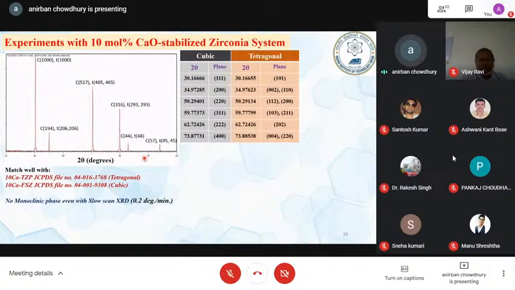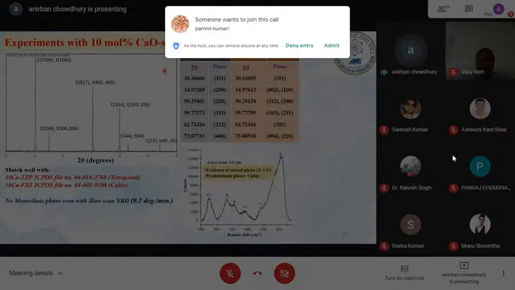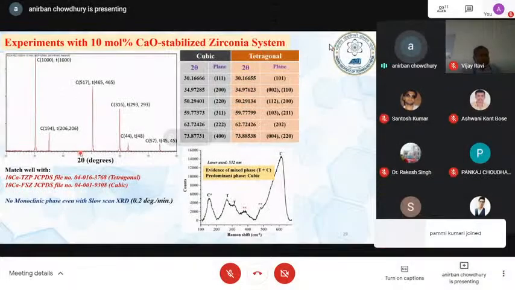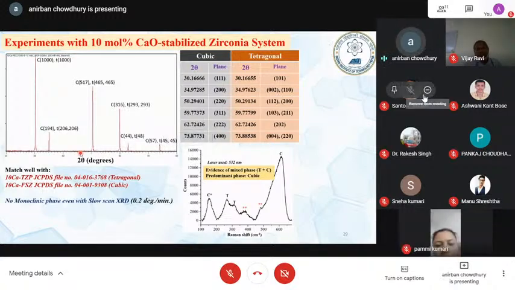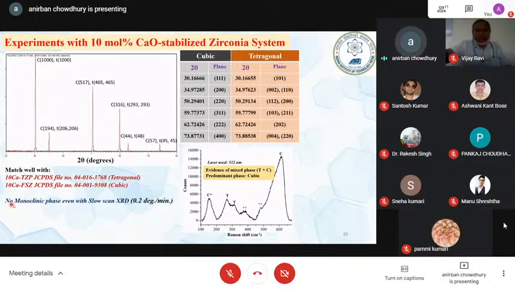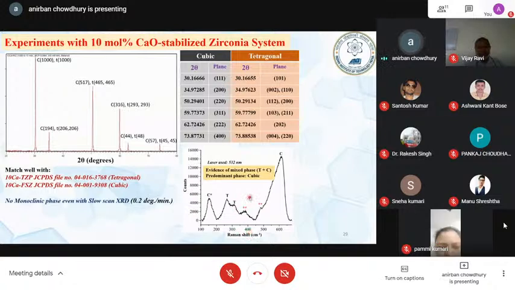Well, before I say that, we are also working with this 10% for the cubic phase stabilized. Till now, whatever we have got is a mixture of cubic and tetragonal phase, and we are still working. These are very initial, very introductory results, so I will not talk about more. But one thing I can say, even with 10% CO stabilized zirconia, we see there is no monoclinic phase even with slow scan XRD. There's no monoclinic, it would appear here. There's nothing. Even with Raman, we don't see much of monoclinic here.